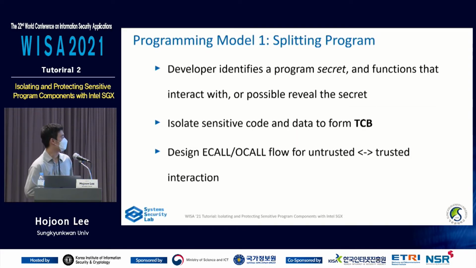So in this model, the developer has to identify the secret and the functions that interact with it, and then do the isolation and protection themselves. Another thing the developer has to do is design the ECall and OCall flow carefully between the untrusted and trusted interaction for the program to be safe.